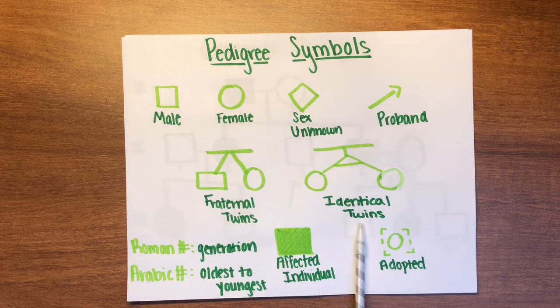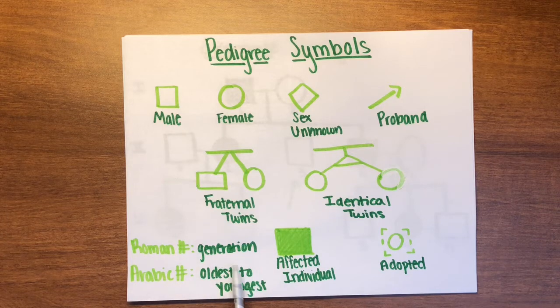Fraternal and identical twins are identified with two lines connecting to one, and the identical twins have an additional line symbolizing that they are split from the same embryo. An affected individual is shown with a shaded symbol. An adopted individual is shown with their respective gender and a dotted box surrounding him or her.